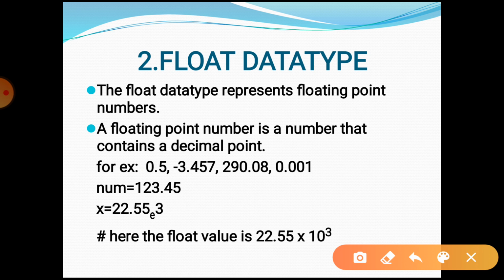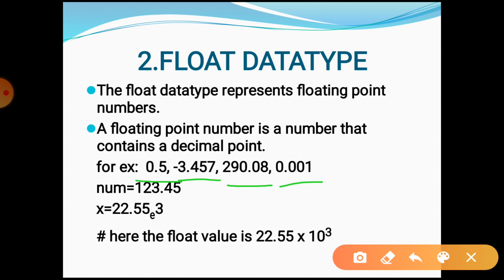The second one is float data type. The float data type represents floating point numbers. A floating point number is a number that contains a decimal point. Here are examples: 0.5, a fraction where 0.5 is the fractional part. The next one is minus 3.457. The next one is 290.08. The next one is 0.001. These are examples of floating point numbers.